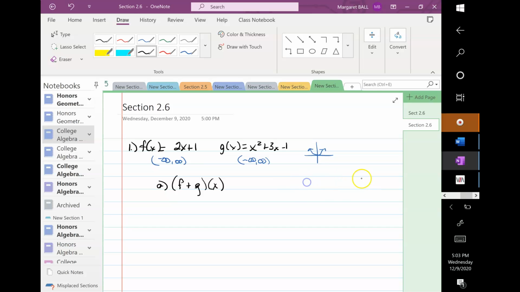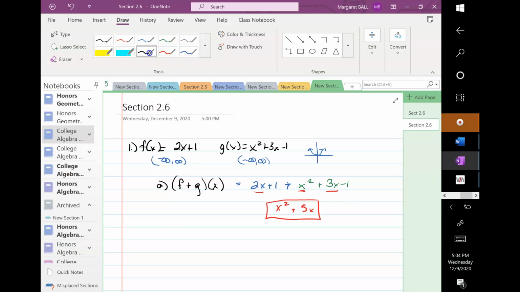And all that you're going to do is take your f function, 2x plus 1, and add your g function, x squared plus 3x minus 1. Okay, so you're just going to add your like terms. There isn't anything to add to the x squared, but you can take the 2x and the 3x and combine those, and you get 5x. 1 plus negative 1, that's 0. So you get this answer. You don't solve it. There's nothing to solve. All you're doing is adding the two functions together.